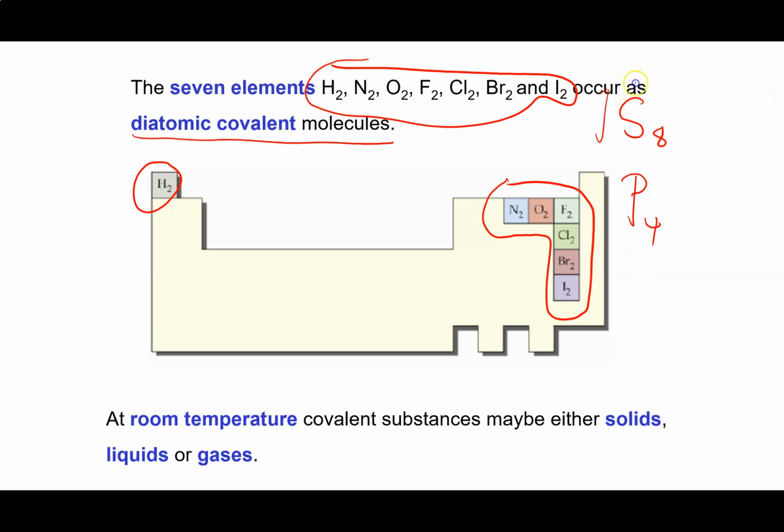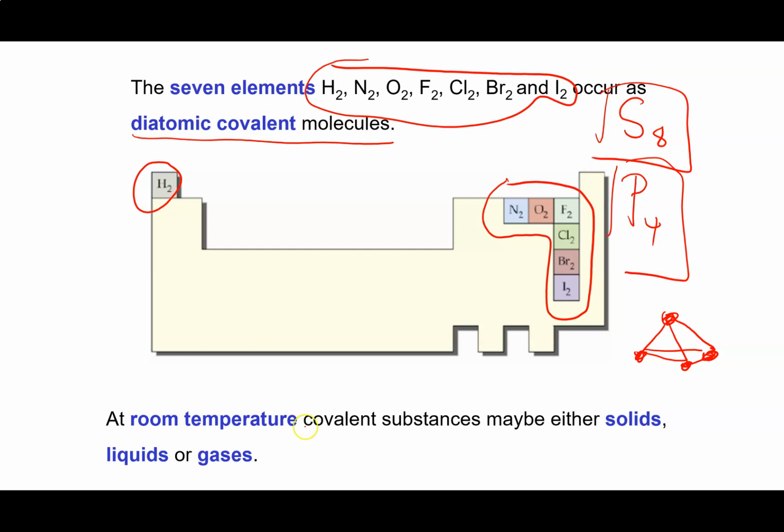And S8 is interesting. It's 8 sulfur atoms joined together in a ring. And P4 is also kind of interesting. Phosphorus has a variety of forms, but the one that I'm thinking of is where we have 4 of them connected in what we call a tetrahedral. So we've got 4 of the phosphorus atoms at the corners of a triangular-based pyramid.